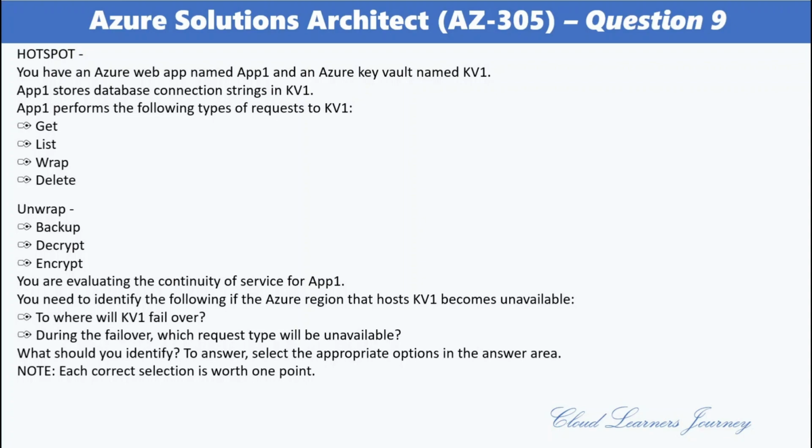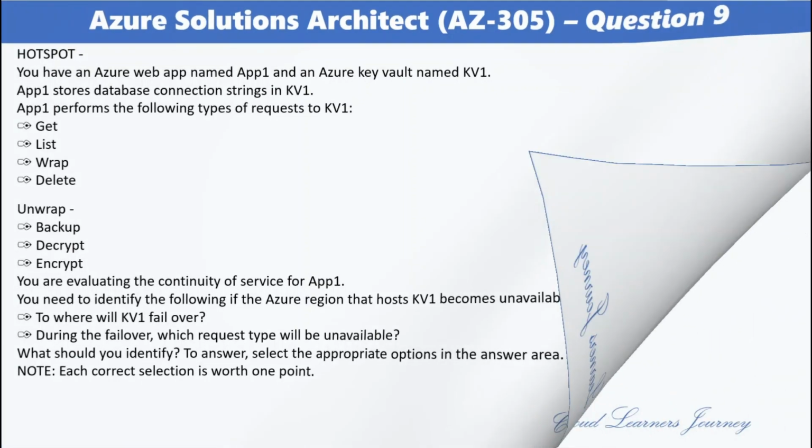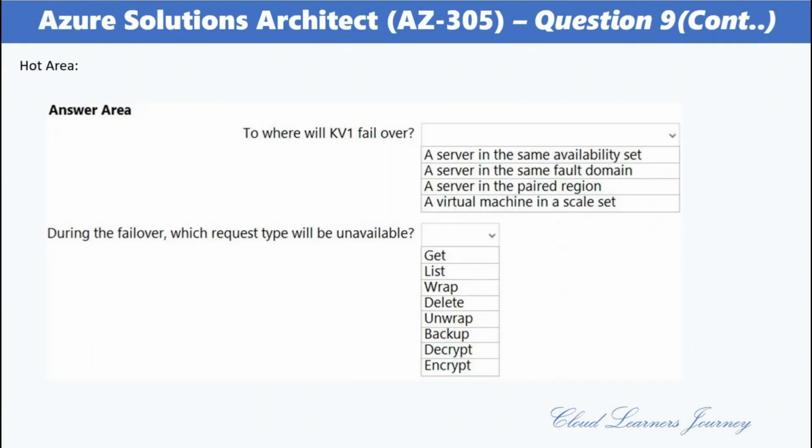To where will KV1 fail over? During the failover, which request type will be unavailable? What should you identify? To answer, select the appropriate options in the answer area. Answer area for the first one, to where will KV1 fail over, is a server in the paired region. The contents of the key vault are replicated within the region and to a secondary region at least 150 miles away, but within the same geography, to maintain high availability and durability of keys and secrets. Regions are paired for cross-region replication based on proximity and other factors.